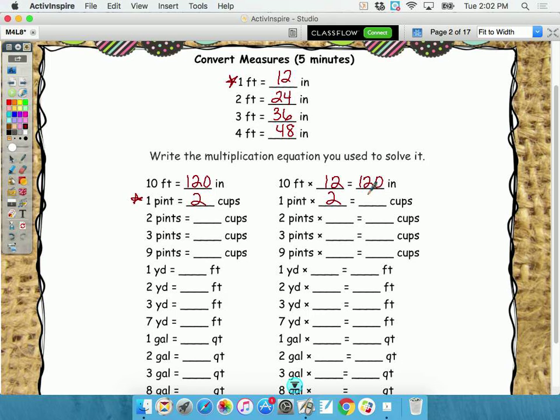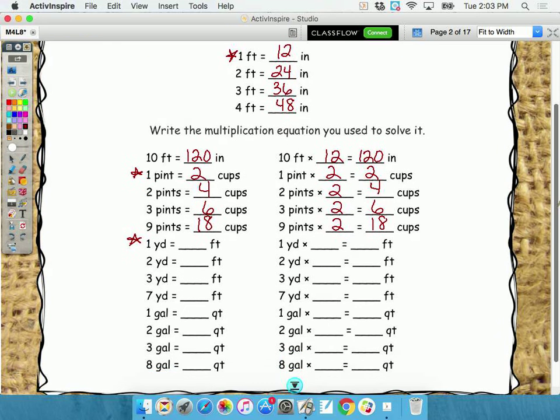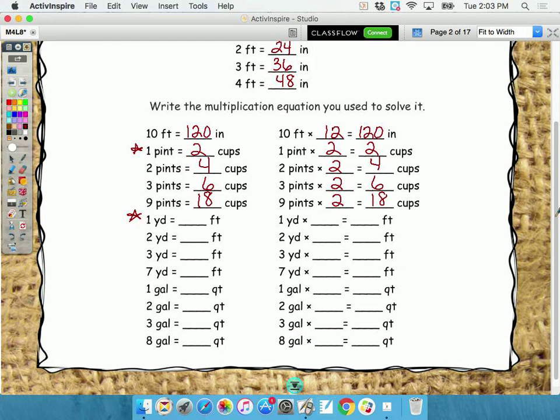So 1 times 2 equals 2, of course, okay? What if I have 2 pints? How many cups would that be? 4. Good, multiply it by 2 to get 4. What would I multiply 3 pints by? 2. And I'll get 6. It kind of looks like skip counting, 2, 4, 6. Until I get to 9, and what will I multiply 9 pints by? 2. And what will I get? 18.